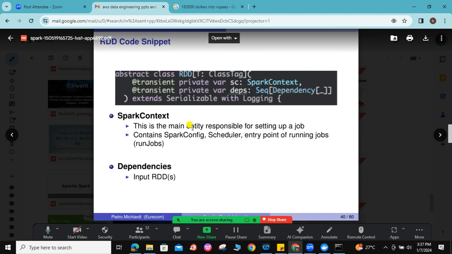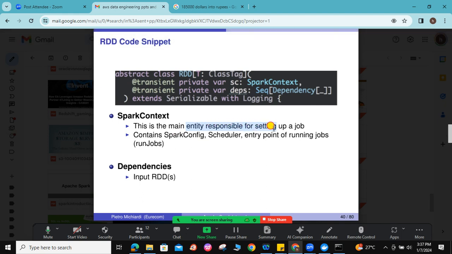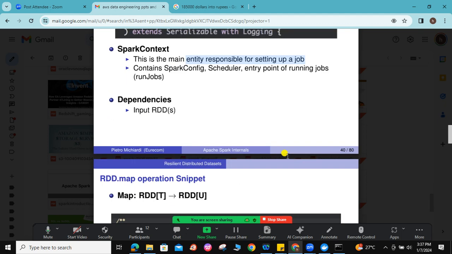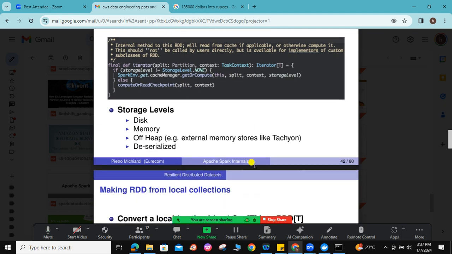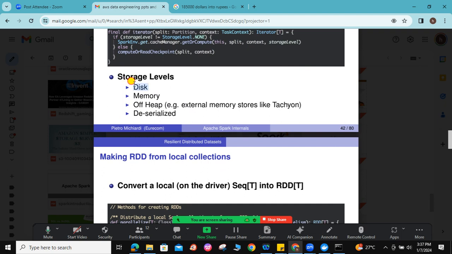Spark context, the main entity responsible for setting up jobs, means all your Spark jobs. I'll show you the user log, but the entry point is Spark context, which you should know. Storage level, you can also smartly store. Whenever you are executing some operation, you can store that operation in the memory, so that taking from the memory will be faster. You can also store in disk.